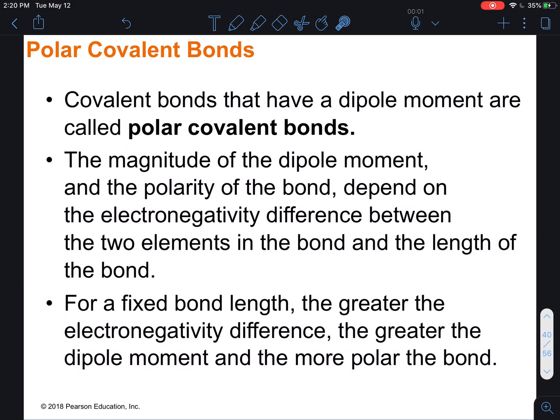So shorter bonds are stronger bonds, and if you have a shorter bond with a big electronegativity difference between two atoms, with large differences in electronegativities, that's going to be a very polar bond. For a fixed bond length, the greater the electronegativity difference, the greater the dipole moment, and the more polar the bond.